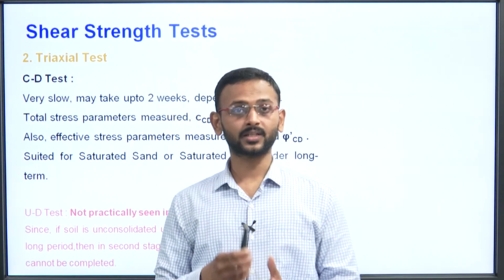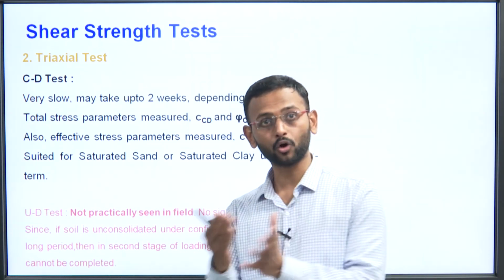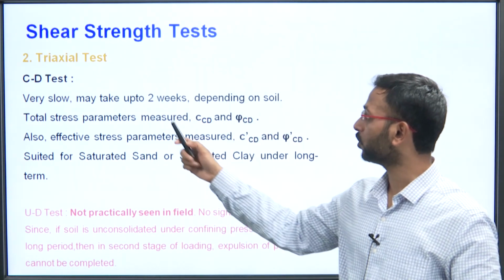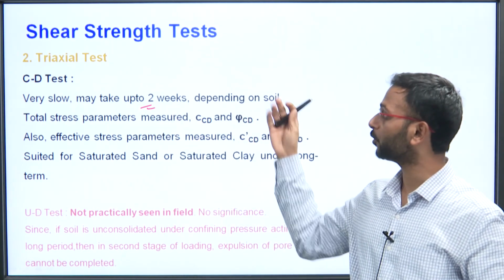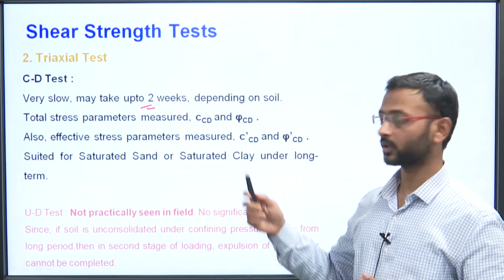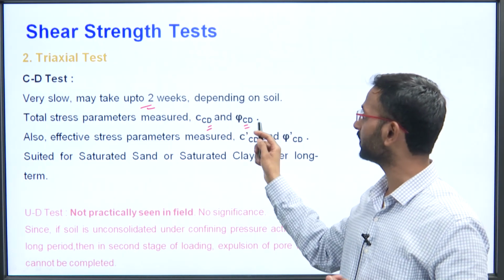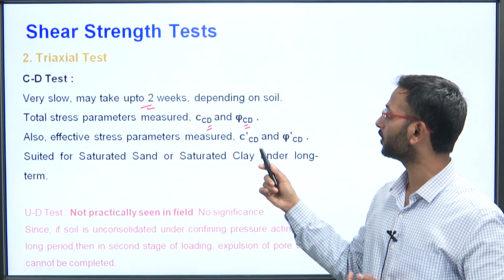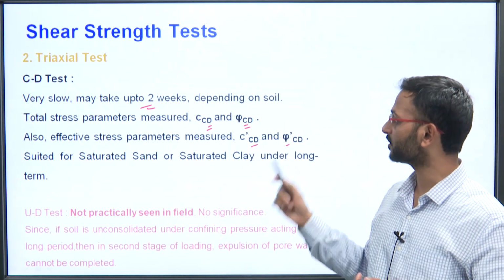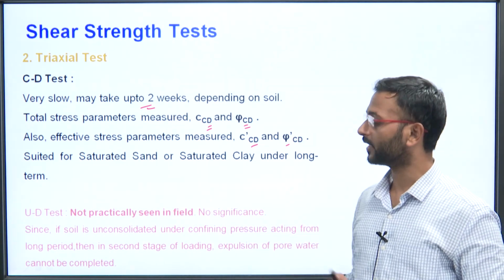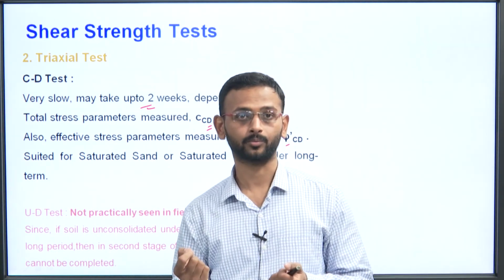So CD test will be what, पानी आप allow कर रहे हो, that means it will take more and more time. So it is very much slow, it may take up to 2 weeks depending upon the soil. Here the total stress parameters will be measured, that is C CD and phi CD, okay. Effective stress parameters are also measured if you are trying to control it, then C dash and phi dash here, suited for saturated sand or saturated clay under the long term here, okay.